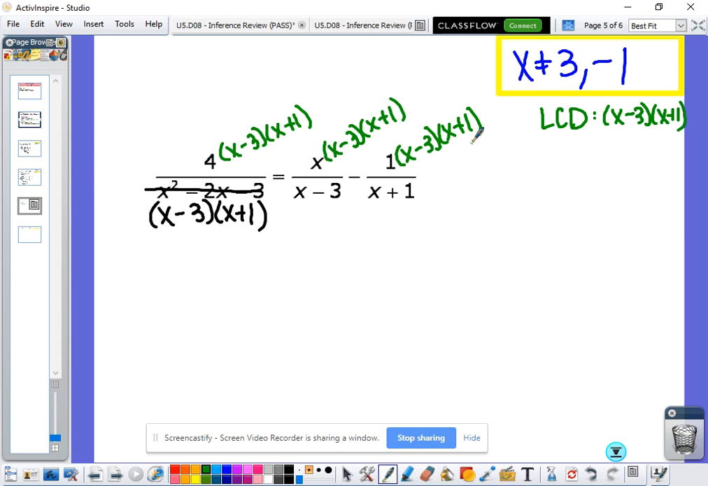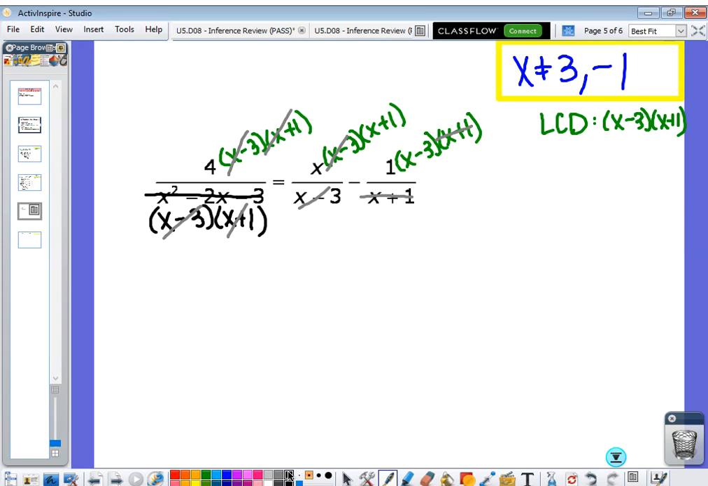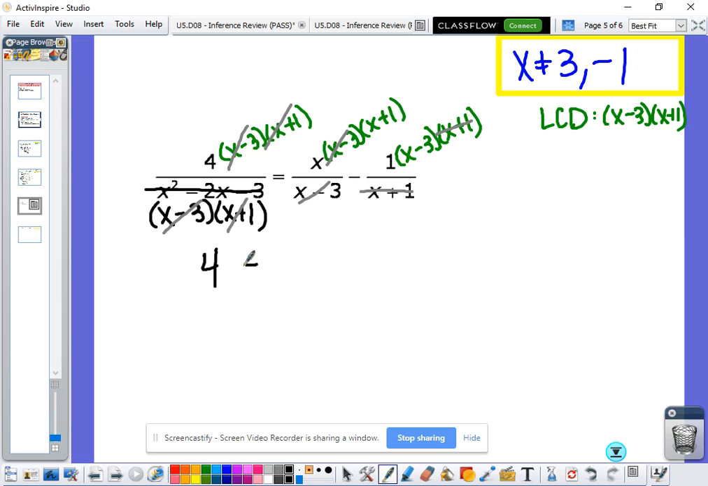By this time, many of you can probably do this mentally, and that's perfectly fine. You don't have to show this work. I would just like to continue to, so you know where these answers are coming from. Then let's simplify. x minus 3 and x plus 1 will cancel out. And I've got my x minus 3 factors and then my x plus 1's. What I'm left with on the left side is just a constant of 4. Then I've got x multiplied by x plus 1 minus 1 multiplied by x minus 3.